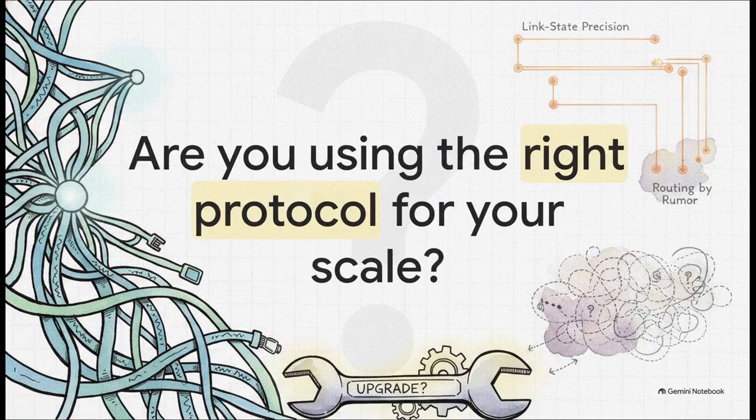So, thinking back on everything we've covered in Chapter 7 today, take a hard look at your own infrastructure. Ask yourself, are you relying on routing by rumor when you actually need link state precision? Could a 3-minute convergence delay cost your business its reputation? Are you using the right tool for your network's specific scale? Remember, picking the right protocol isn't just about making sure routers connect, it's about actual network survival.